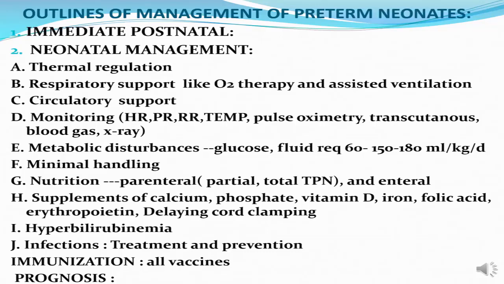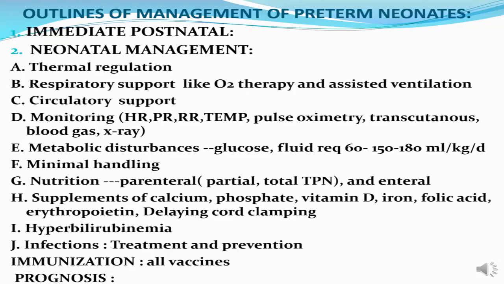Also, the preterm baby requires supplementation of calcium, phosphate, vitamin D, iron, and folic acid. Erythropoietin plus iron is needed to decrease the need for frequent transfusion. Delayed cord clamping for at least 1 minute has been shown to be effective for term and preterm babies to increase blood volume and prevent the likelihood of development of later anemia. Hyperbilirubinemia might be severe, and if the TSB is high, it requires phototherapy and even exchange transfusion.